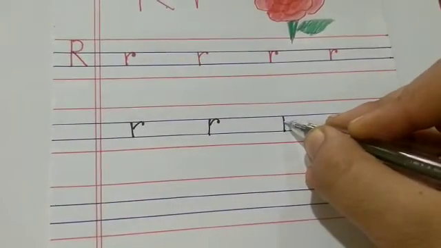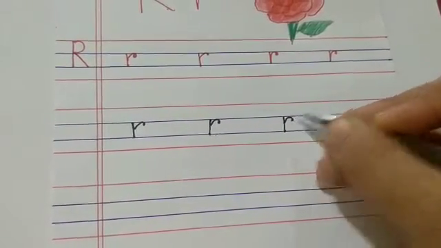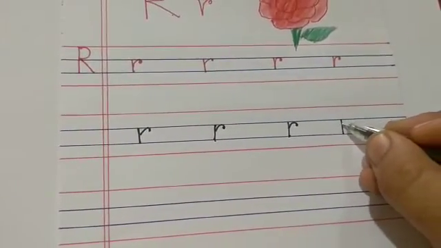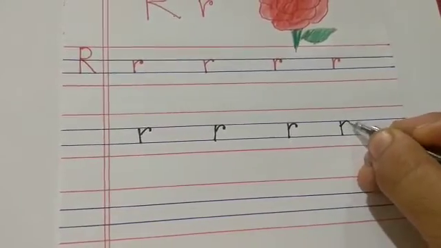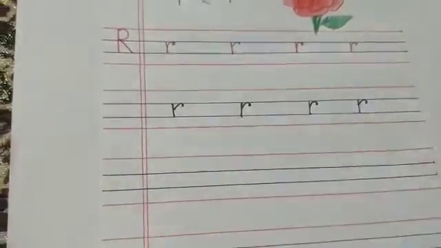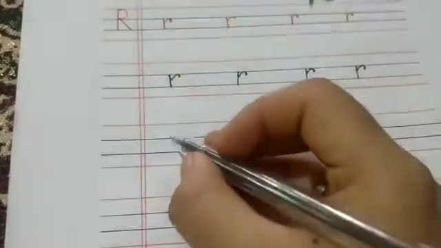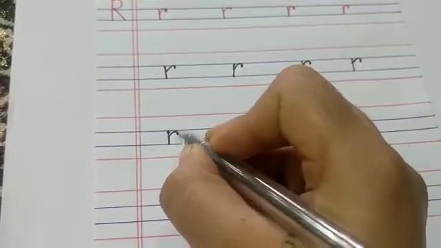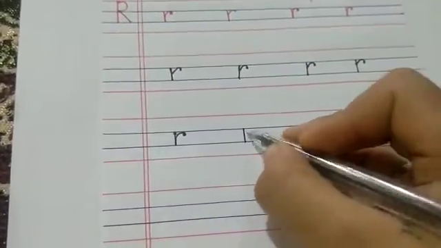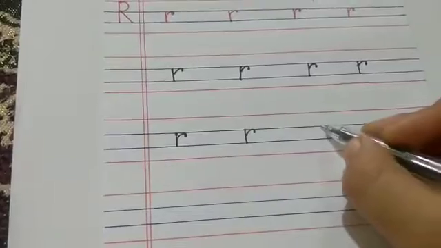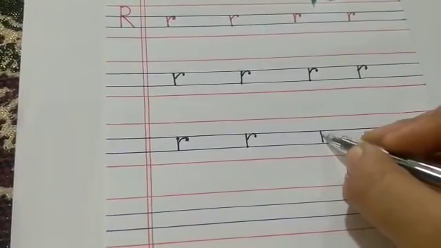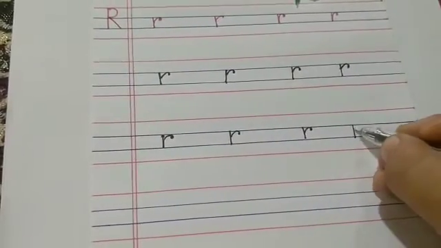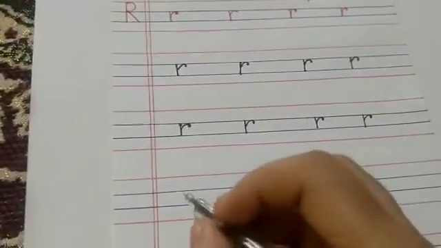Standing up line, then again go to the middle and make a small curve. This is small r. We'll make a standing up line and again go to the middle and make a small curve. This is small r. Then make a standing up line and a small curve, small r. Make a standing up line and then a small curve, small r. Standing up line, go to the middle and make a curve, small r.